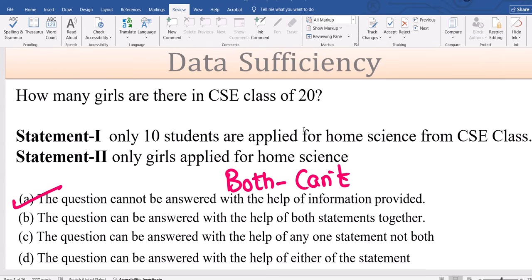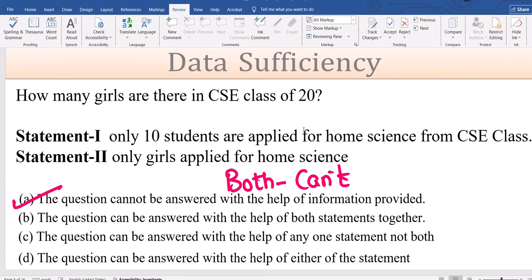So we cannot say that both statements put together mean 10 girls are there. Out of 20, maybe 15 girls are there, and only 10 applied for home science; those who applied for home science are girls. It does not mean that those who did not apply are not girls. See the other side: the 10 who applied for home science are girls, but we cannot say the remaining students are definitely boys. Among the remaining 10, there may be girls who did not apply for home science.